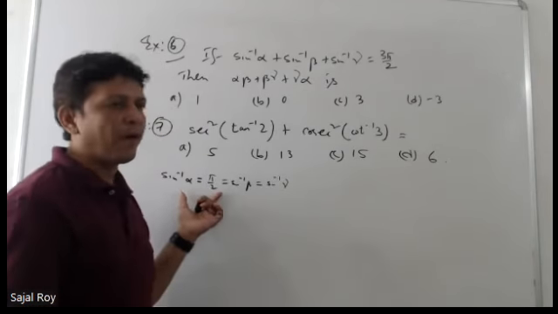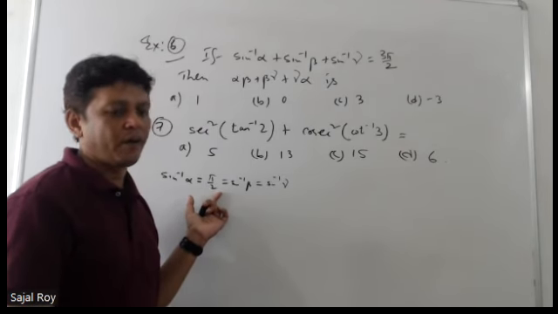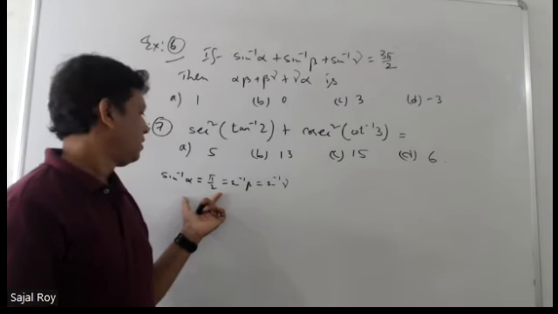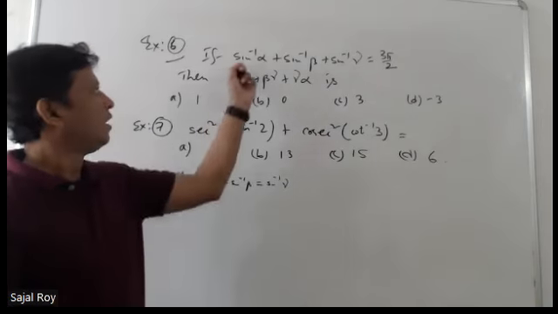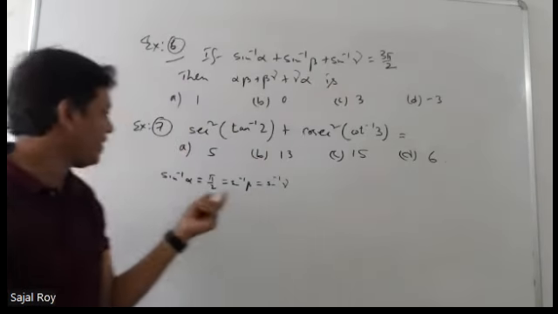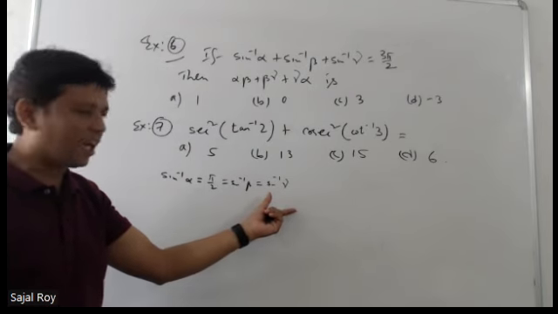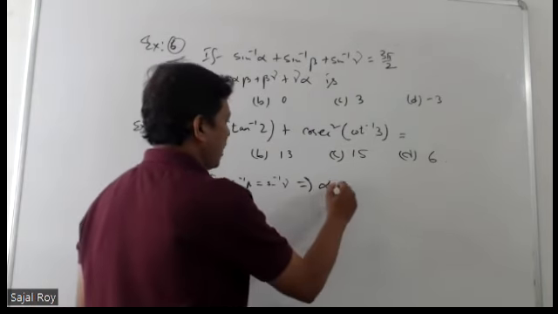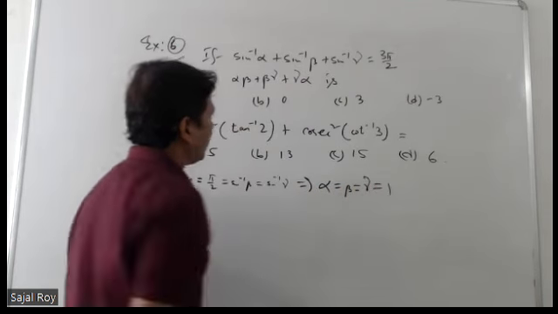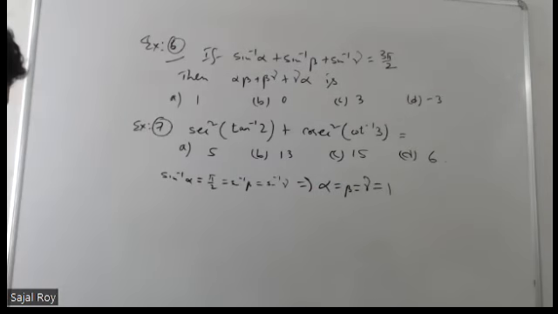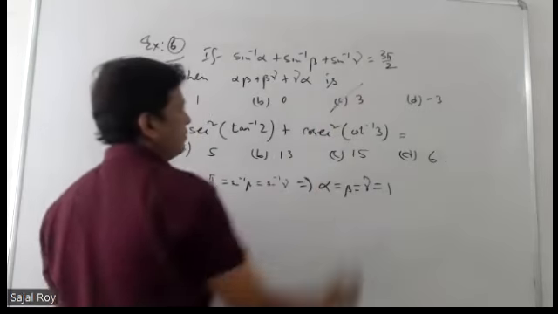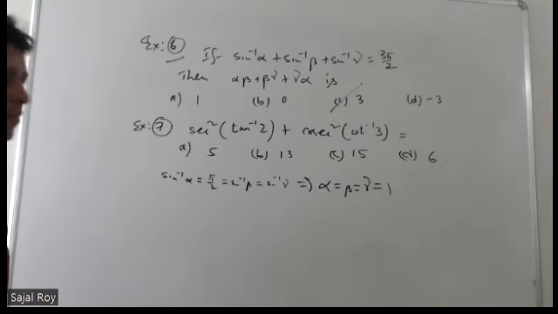So sin inverse alpha is pi by 2 means alpha is 1, right? This relation holds if and only if sin inverse alpha is pi by 2, sin inverse beta is pi by 2, sin inverse gamma is pi by 2. Otherwise not. So that implies alpha equal to beta equal to gamma equal to 1. So what would be the product? 3. Tricky one. Next.